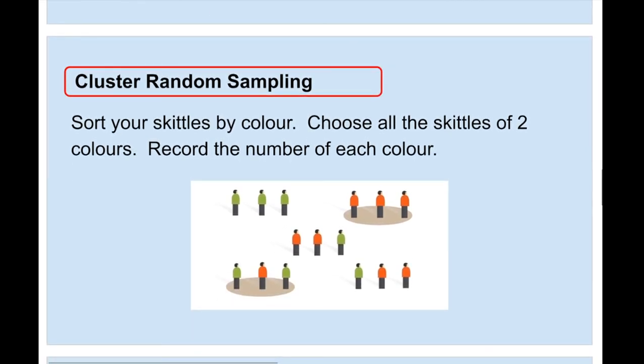Cluster random sampling. Sort your Skittles by color. And once you sort them by color, choose all the Skittles of 2 colors. Record the number for each color. So you will only have numbers for 2 colors, everything else will be 0. And you can probably see how there might be some bias in this type of sampling.